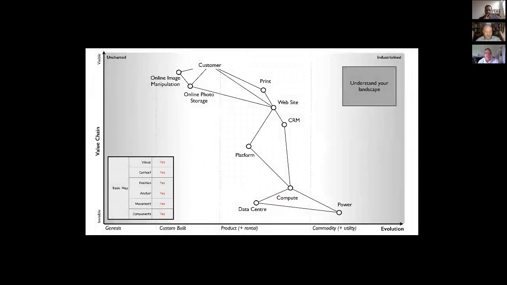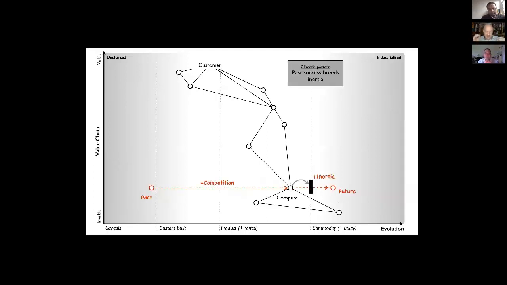Okay, so you've got the landscape, and I'll come to where it came from in a second. Once you have the landscape, you start to learn common climatic patterns. So the map is not static, it's dynamic. Everything is evolving from left to right due to competition.